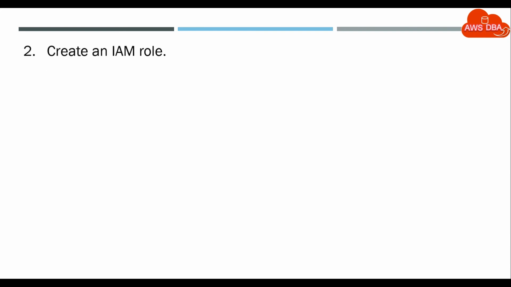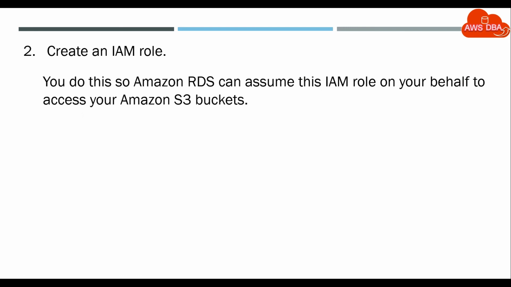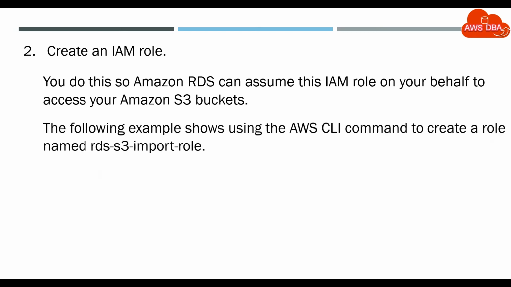Create an IAM role. You do this so Amazon RDS can assume this IAM role on your behalf to access your Amazon S3 buckets. The following example shows using the AWS CLI command to create a role named rds-s3-import-role. Example: for Linux, macOS, or Unix.